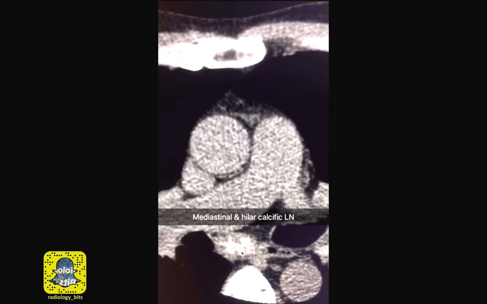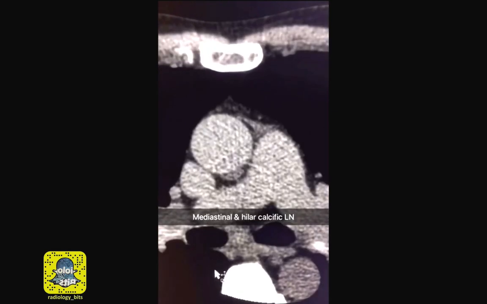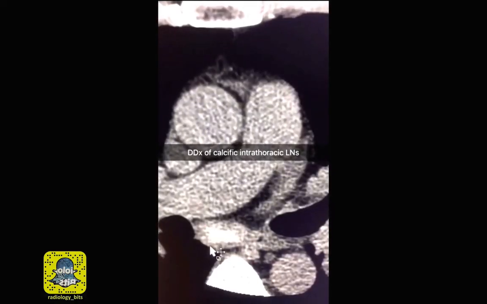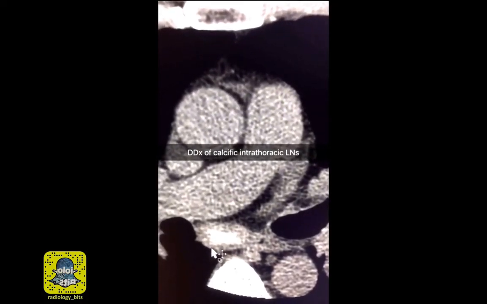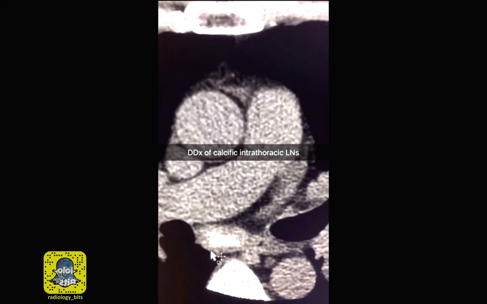So the main finding here is the presence of multiple mediastinal and bilateral hilar, mildly enlarged calcified lymph nodes. This is the main reason I'm showing you the case. We're going to discuss the differential diagnosis of calcific intrathoracic lymph nodes.